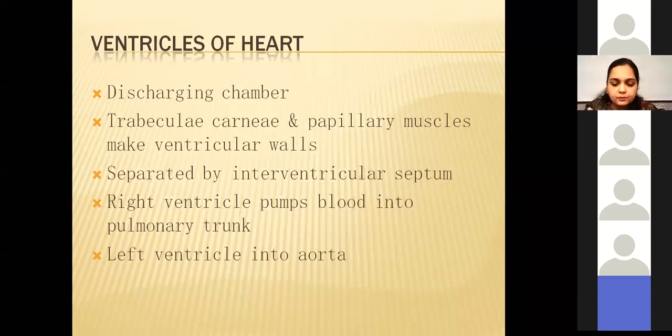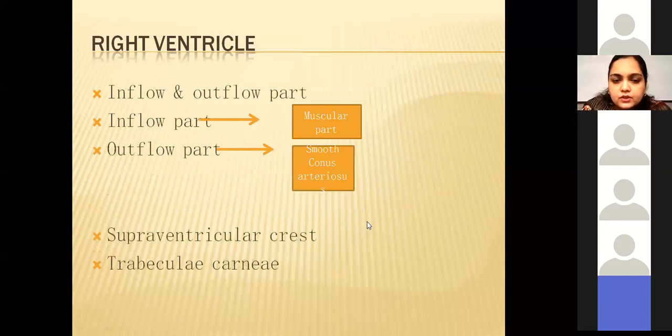Between the right atrium and the left atrium there is the interatrial septum. What is this septum? A septum is a broad band made up of fibrous tissue plus muscular tissue, and it is present between the two atria as well as between the two ventricles, the interventricular septum. The right ventricle pumps blood into the pulmonary trunk. We discussed in detail the external and internal features of the right atrium. From the right ventricle the blood goes into the pulmonary trunk, and from the left ventricle it goes into the aorta.